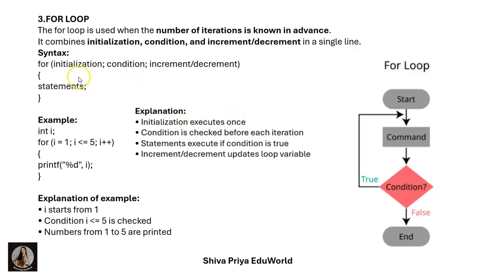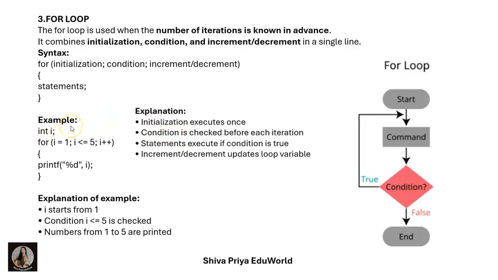Initialization executes once. After that, the condition is checked before each iteration. Clear? It is checked before each iteration, and statements execute if the condition is true. Only if the condition is true are the statements executed in a for loop. Increment or decrement updates the loop variable. Whatever increment or decrement I have given, based on that it will update the loop variable. Clear? This is the syntax and explanation.